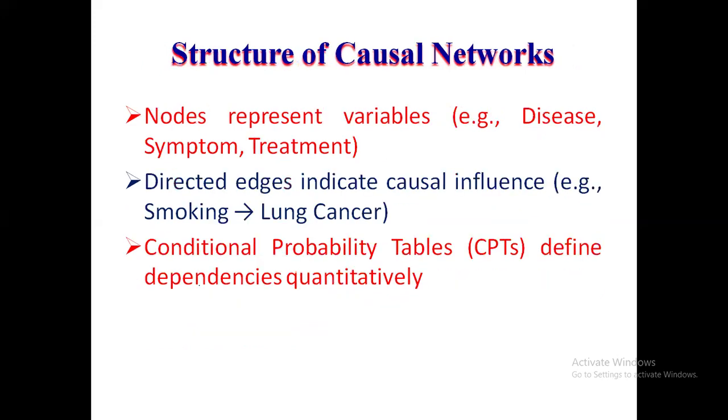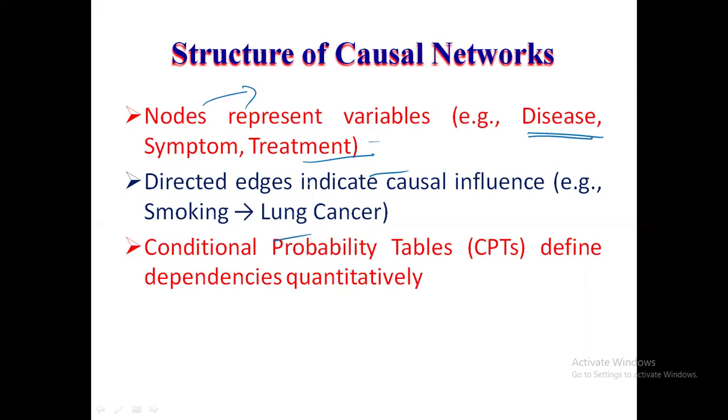And what is the structure of a causal network? As I said, nodes represent the variables. If you take the example of disease, symptoms, and treatment, the nodes represent the variables. Each node in a causal network corresponds to a specific variable, such as medical conditions in a health model or financial indicators in an economic model. This structure helps organize and quantify relationships.